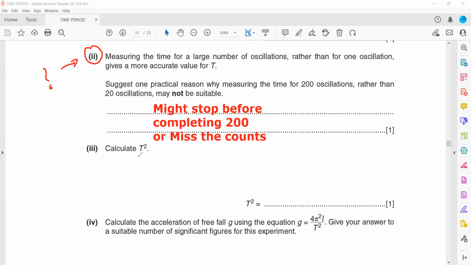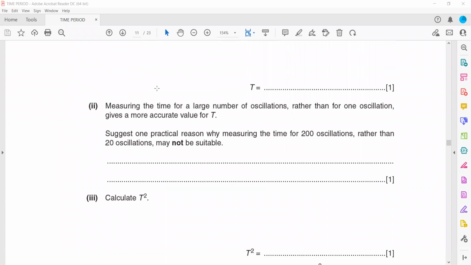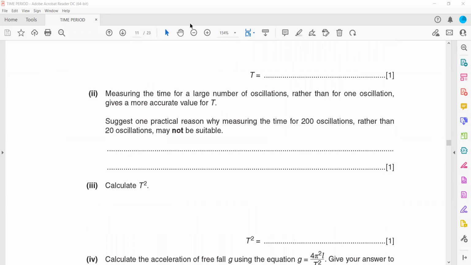Then the next one, we need T square. In paper 6, you don't have to memorize any formula. You just follow the instruction. So we need T square. What was the value for T? The value we got for T was 1.39 seconds. So what is T square? T square means square of T, so it will be 1.39 square. What is the answer for 1.39 square?